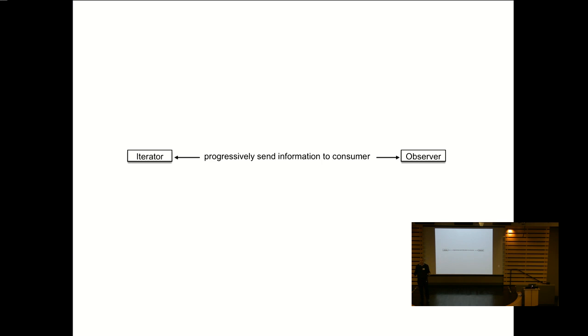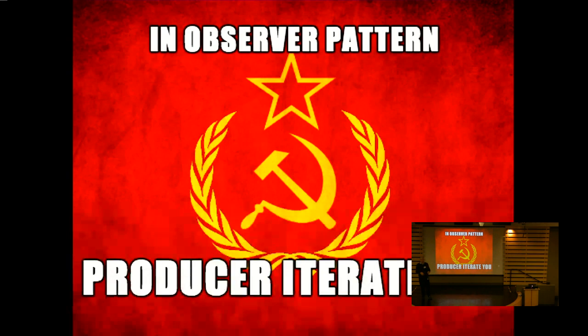Well, it turns out that we can approach synchronous programming over in-memory collections like arrays or sets in almost the exact same ways we can approach event-based programming. So, as I said, iterator pattern and observer pattern almost the same. The only difference is in the observer pattern, the producer iterates you, right?